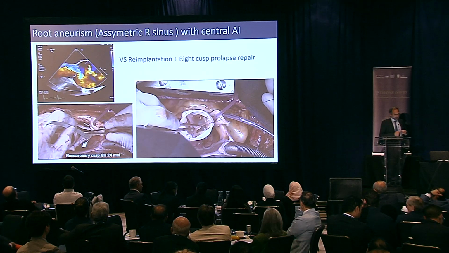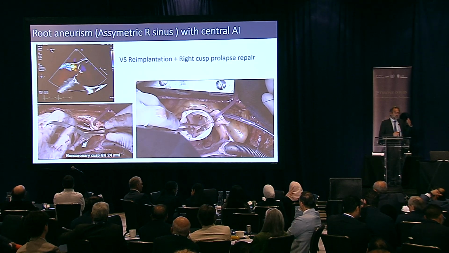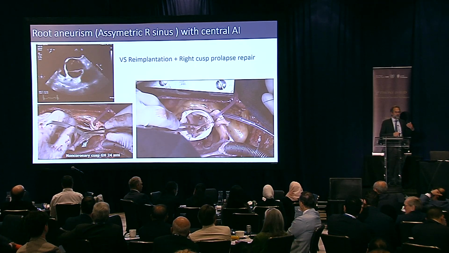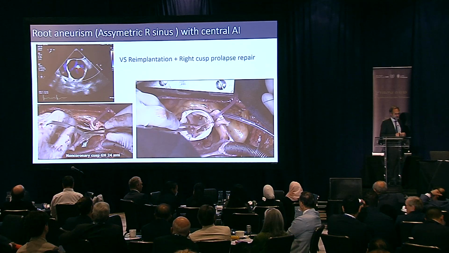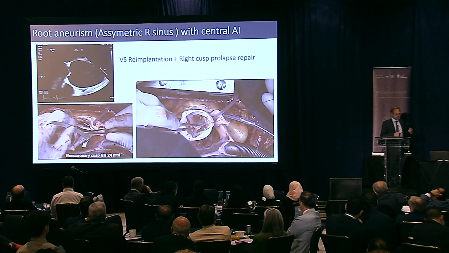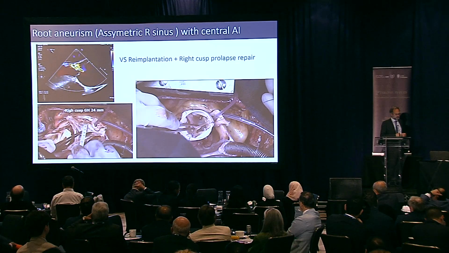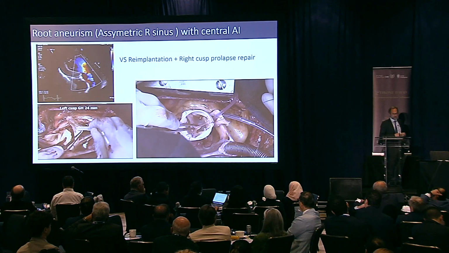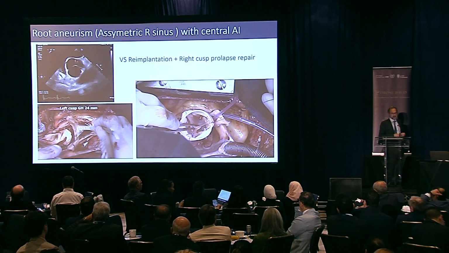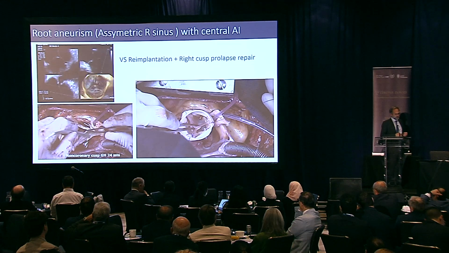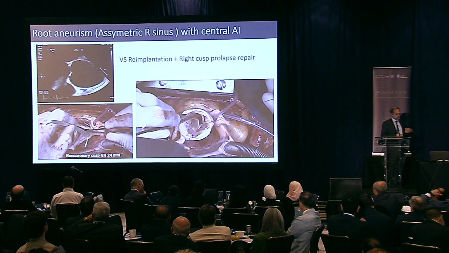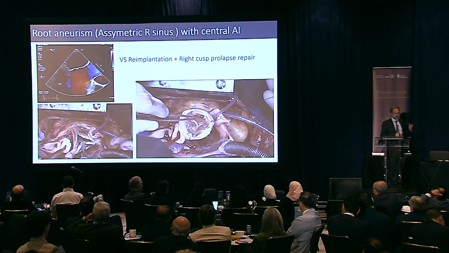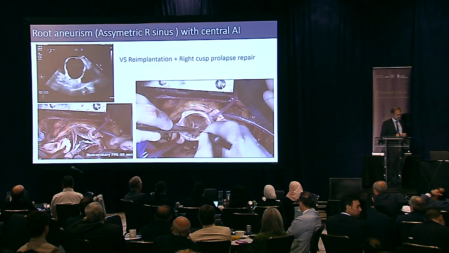Another case, in a patient with a root dilatation. You see that there is relatively central AI, so you do not expect a very clear prolapse, but the dilatation is relatively asymmetric, and if you take the measurements, you see that the 3 leaflets are not equal. They may have the same geometric height, but the free margin can be different. And you will often notice that after the reimplantation, you have the prolapse of the right coronary cusp.